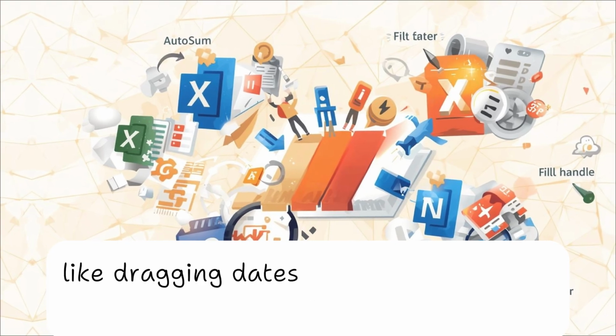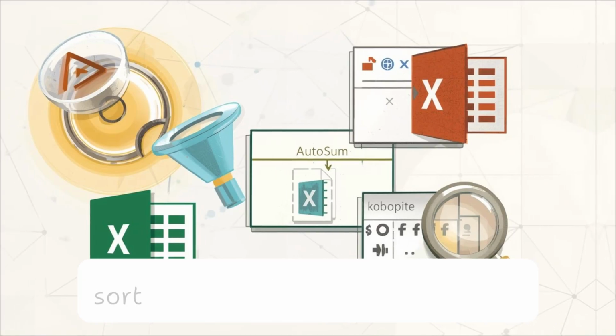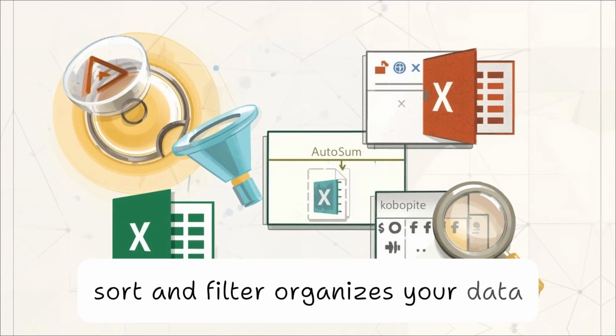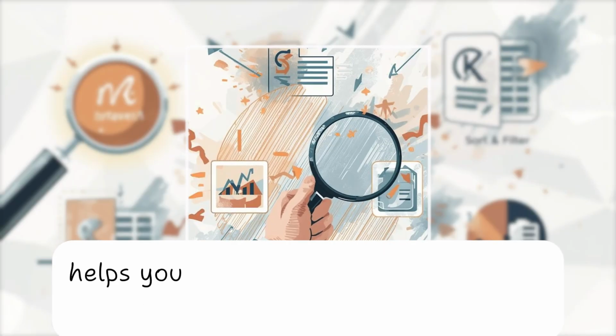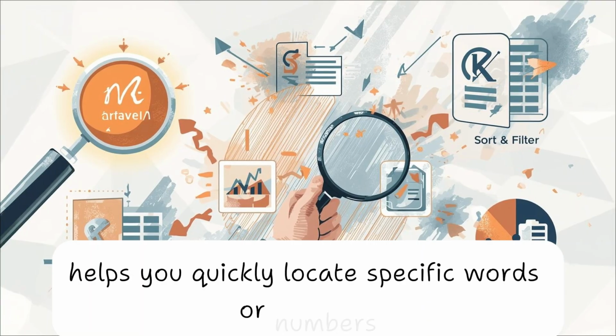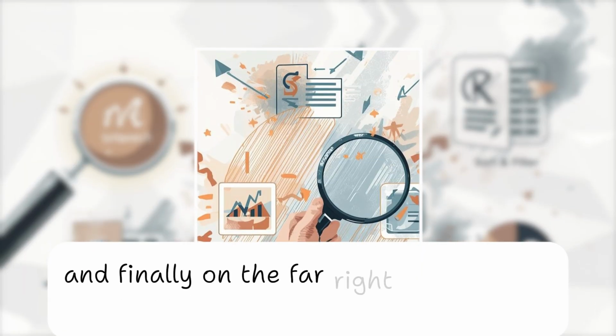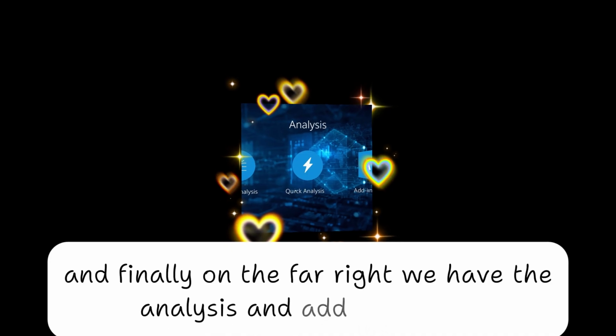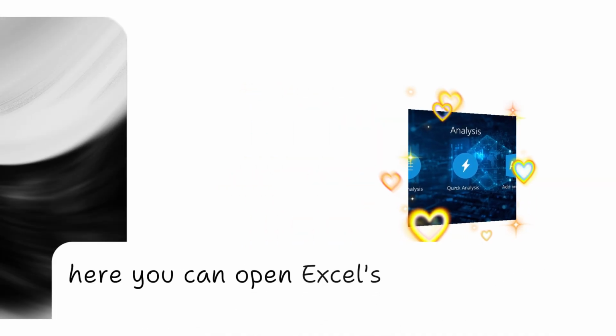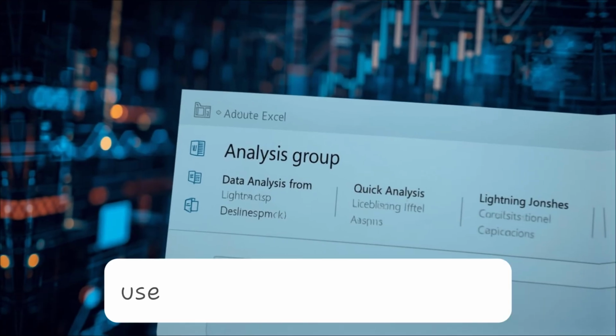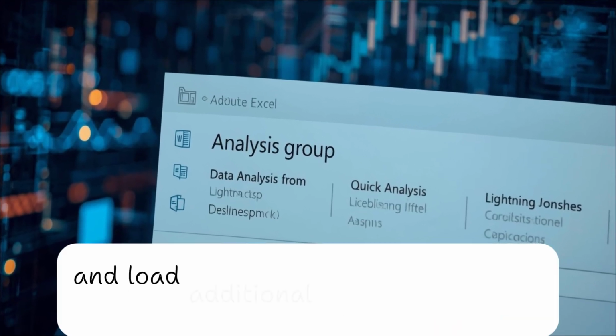Fill helps you repeat patterns, like dragging dates or numbers down a column. Clear removes formatting or content. Sort and filter organizes your data, and find and select helps you quickly locate specific words or numbers. And finally, on the far right, we have the analysis and add-ins section. Here you can open Excel's built-in data analysis tools, use the quick analysis features, and load additional add-ins to extend Excel's capabilities.